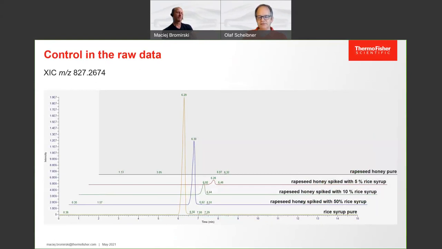And you see how the signals are rising until we look into the pure rice syrup, then we have a complete match here. So we can already detect very easily a spiking of less than 5% rice syrup in honey, which shows that it's pretty straightforward and easy to find some markers. And that would give us a hint for an adulteration of honey, because you see a signal here that pure honey should not give you.